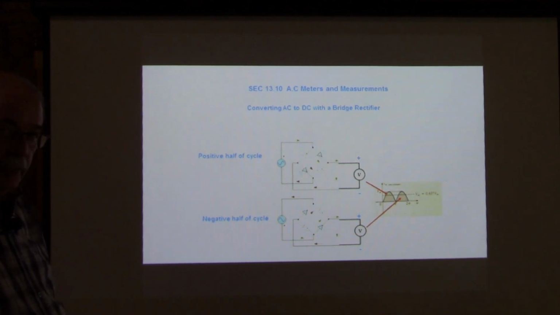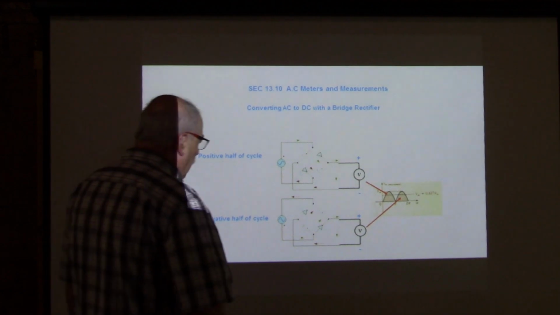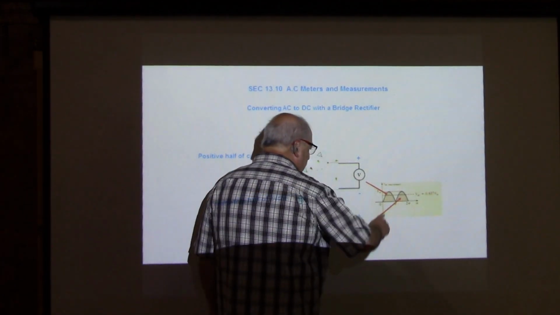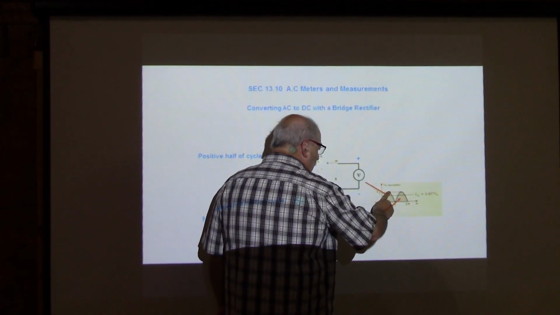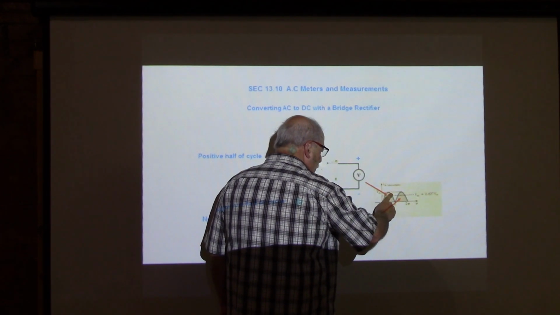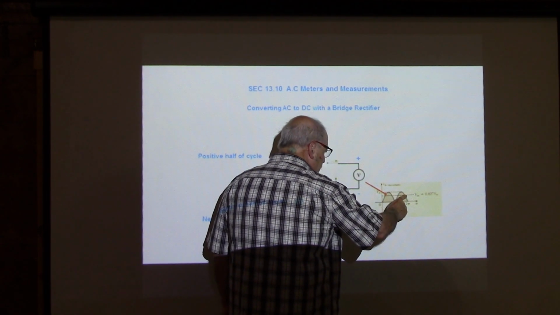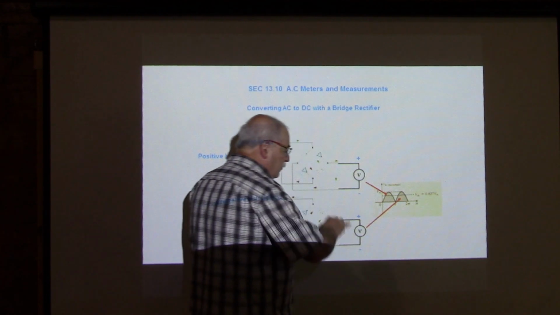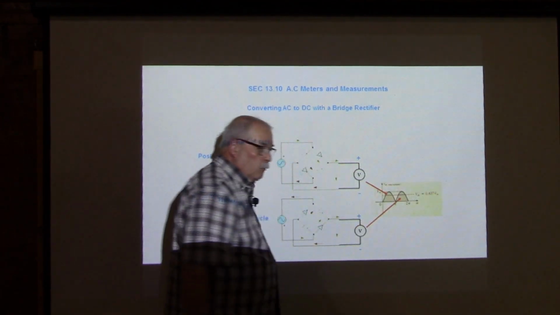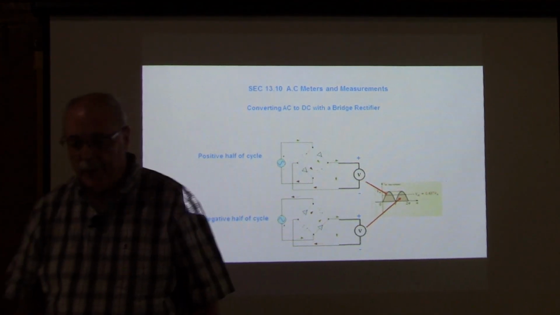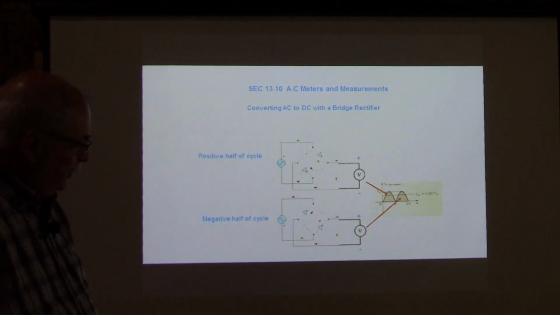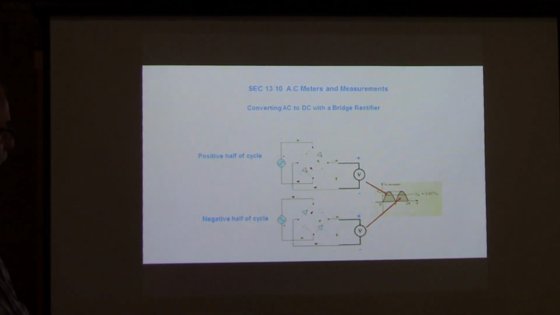A little more complicated than shown. We do add things like capacitors that charge up and then discharge a little bit, and we make it as flat as we can so that we get what they call ripple out of the power supply. All right, so that's with a full wave rectifier.